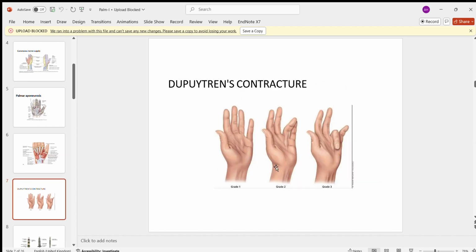Dupuytren's contracture is a condition in which the ulnar side of the palmar aponeurosis gets inflamed and thickened. So what happens is that the fourth digit and the fifth digit cannot be extended properly and they are flexed like this. And this is a very painful condition.